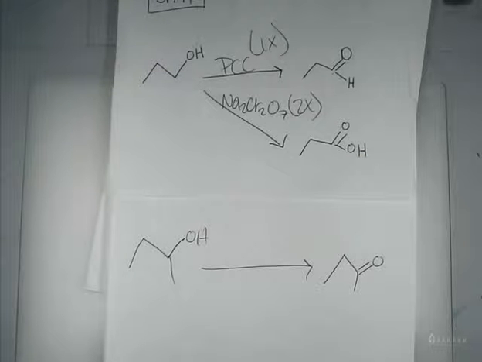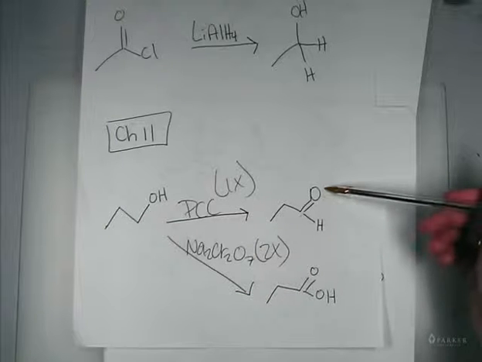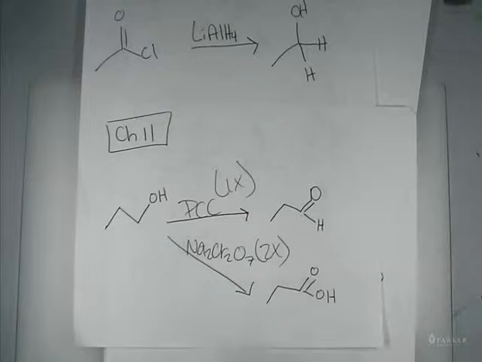And how can you tell if something's oxidized one time versus two times? You can actually just count the number of oxygens. So here, I have one oxygen at the end, so it's one time. How many oxygens at the end? Two, so it's oxidized twice.